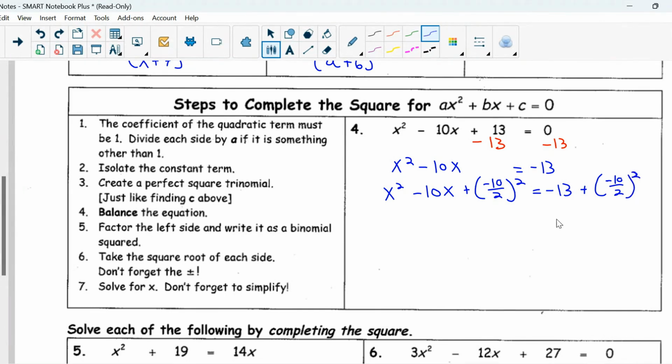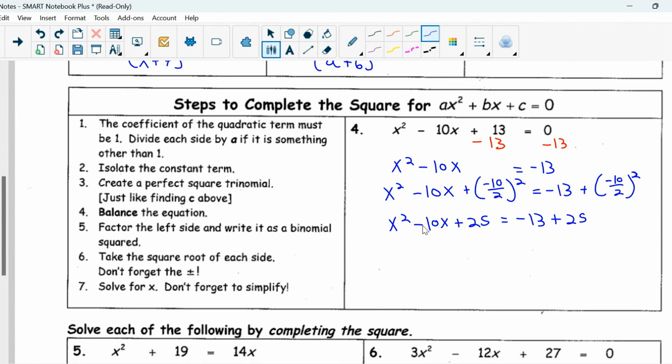Okay, many of you will skip this step and just do it in your head. Negative 10 divided by 2 gives us negative 5. Squared gives us 25. So this would simplify as x squared minus 10x plus 25 equals negative 13 plus 25. Okay, we can go ahead. Let's factor our left side, and let's simplify our right side.